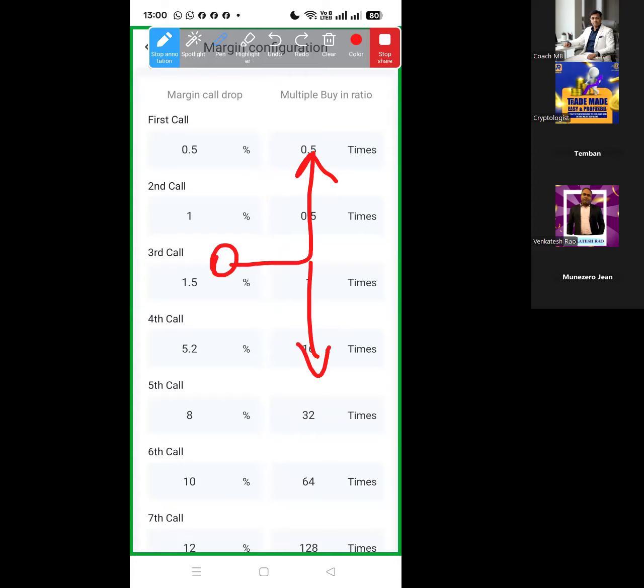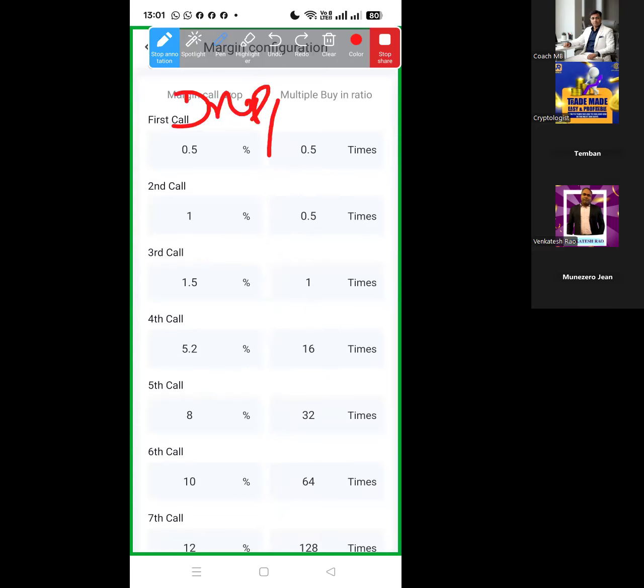Sometimes the market goes in the opposite direction against you, but you have to be prepared to manage the risk. So this is the page for risk management. How much drop you want to cover, that you put on the left side of the page, and how much capital you want to invest in each margin call, that you put on the right side of the page.